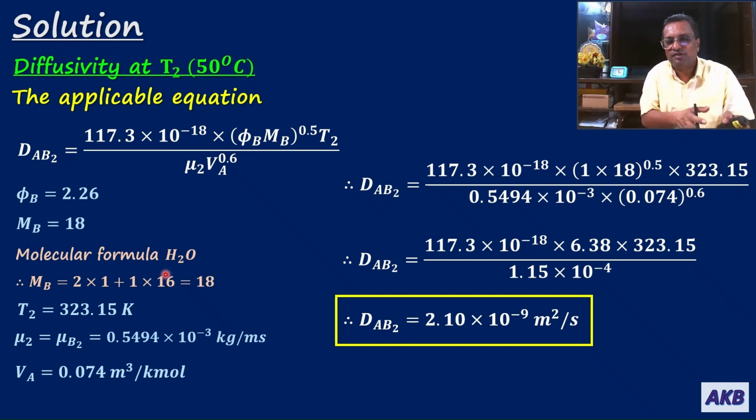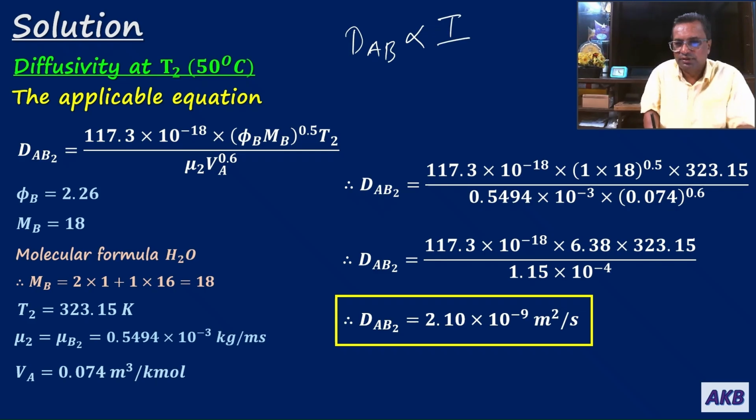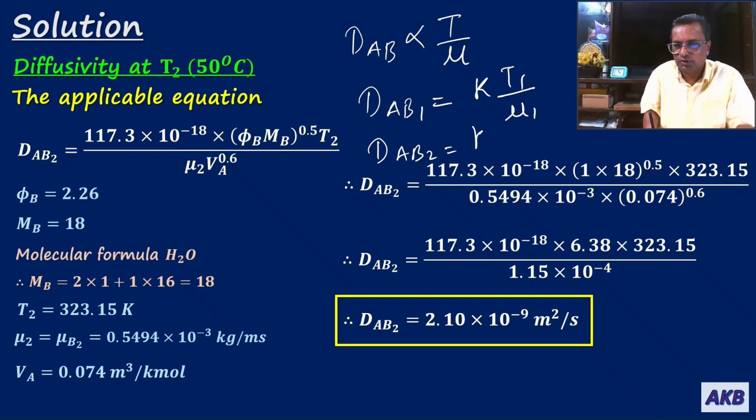First, we got it at 25 degrees Celsius and now we have got it at 50 degrees Celsius. Now, in this discussion, I have used the equation, but you can also use the relationship. We know that for liquids, DAB is directly proportional to T upon mu. So you can write this relationship at the two conditions. DAB1 is equal to some constant into T1 divided by mu1. This is one equation. And at the other temperature, DAB2 is equal to the same constant into T2 by mu2.